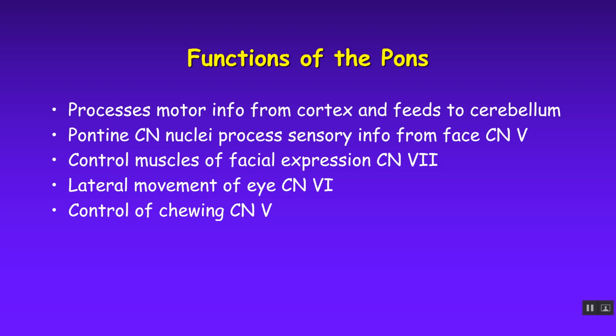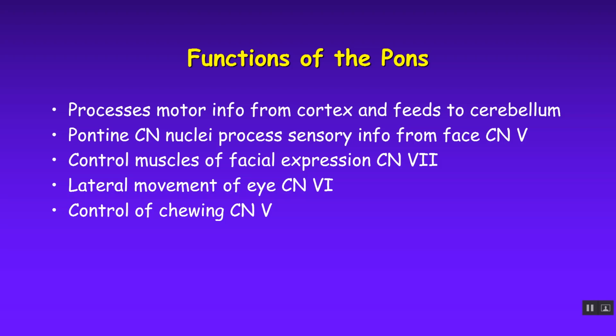The pontine cranial nerve nuclei process sensory information from the face, so the cranial nerve 5, okay? And if we look at that cranial nerve nucleus and make it one big nucleus, it extends all the way from the midbrain through the pons and down into the medulla. The medulla is primarily associated with the pain and temperature part. The pons is primarily associated with the proprioceptive part of it, or the facial part, and the mesencephalic is more the proprioception from the TMJ joint. But we're on the pons right now.